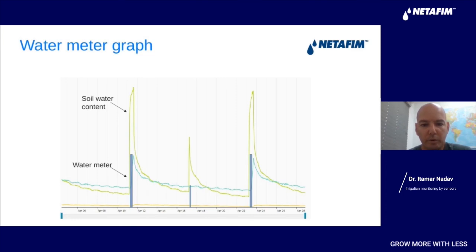So here on this graph, you can see the water content response, and you can see in the blue bars the water meter. And the higher the bar of the water meter, the higher the irrigation amount. And you can see at the middle irrigation, you can see a small irrigation that didn't penetrate to the deeper layer of the soil, so you don't see the deeper blue graph sensor response. And if you have higher irrigation, you can see that the deeper soil is responding.